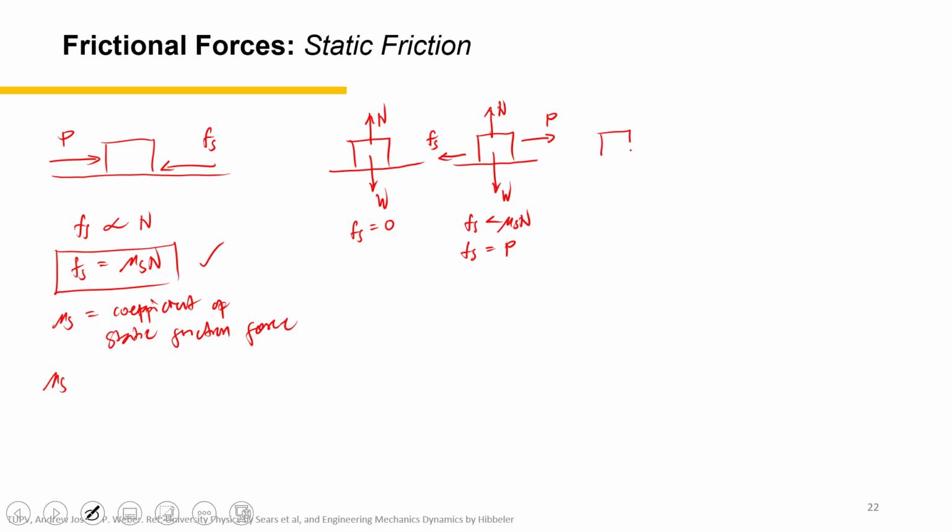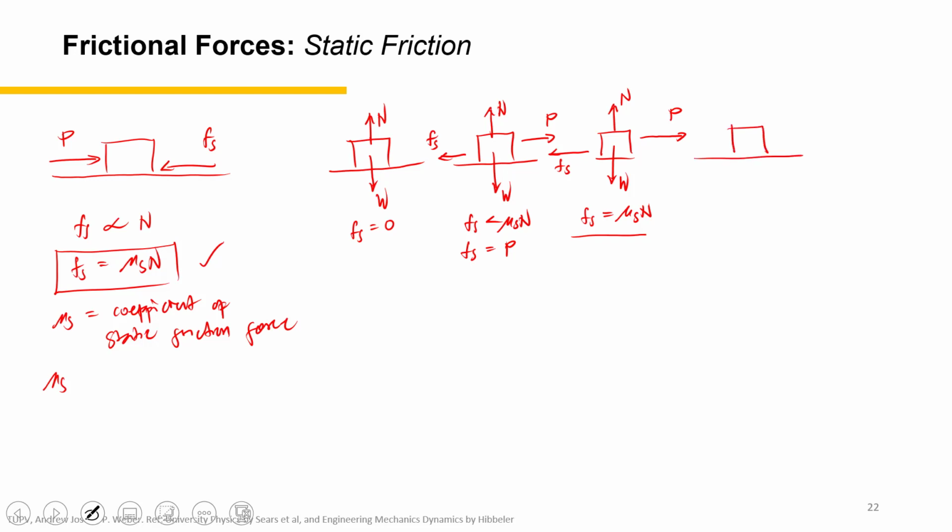But if you try to increase the magnitude of the P to the point that you max out the possible maximum value of Fs, then you are in a state of impending motion. So the Fs is now equal to its maximum value, which is μs n. So if you still try to increase the value of P, but Fs has already got its maximum value, then that's the time the box will start to move.